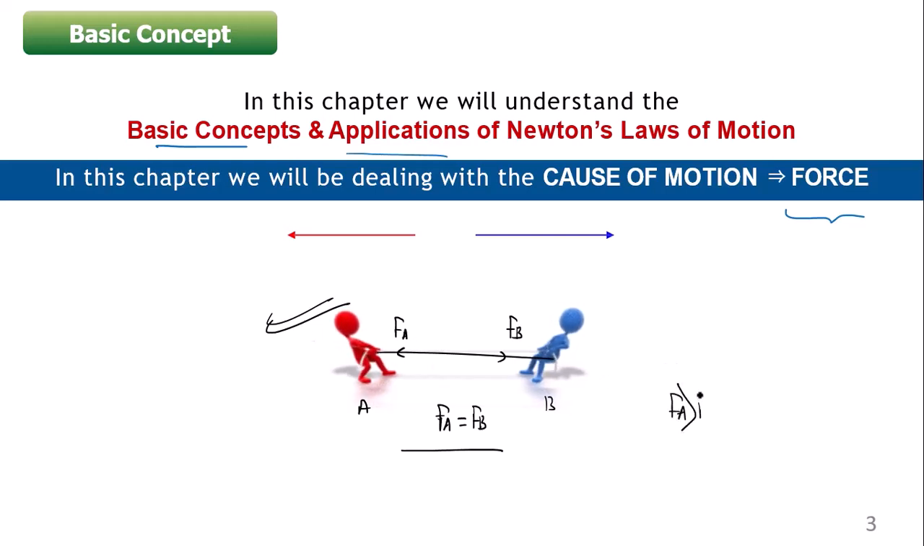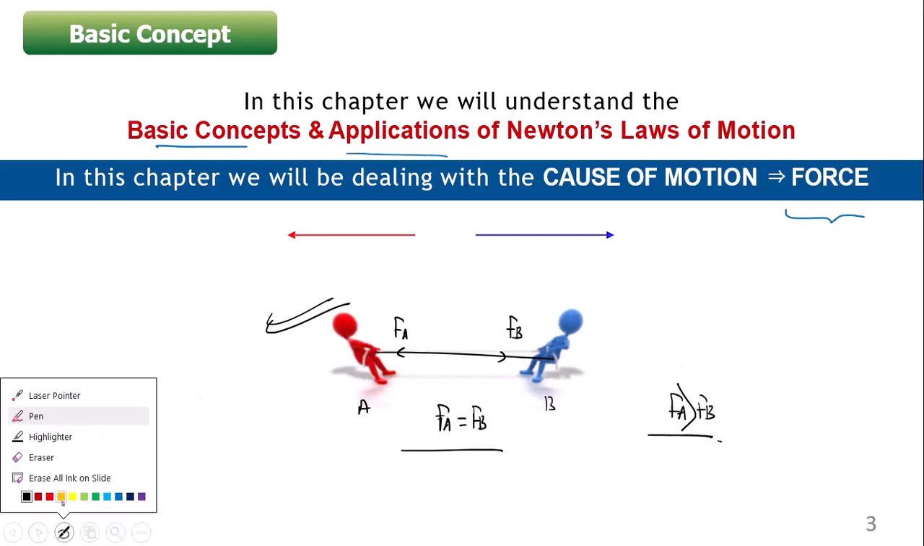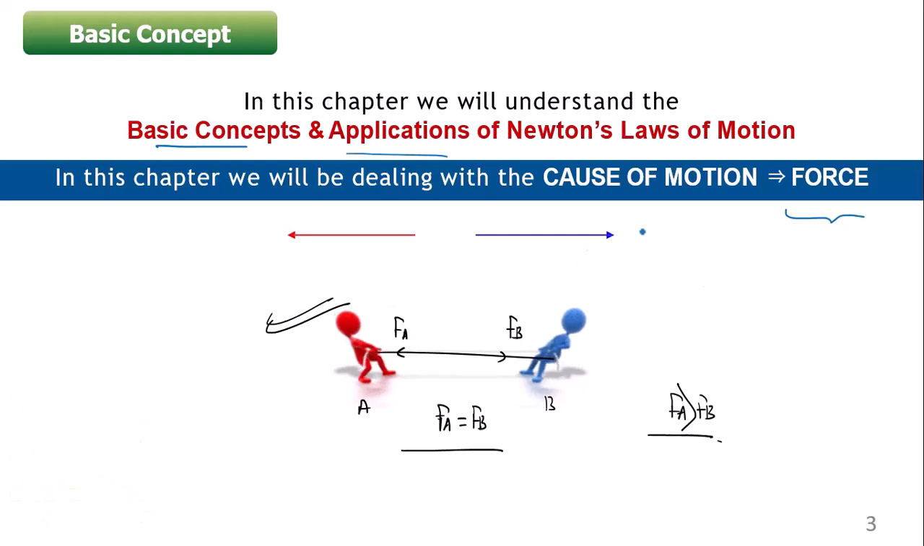If FA is greater than FB, that means the force applied by A is more than the force applied by B. So A will win the match. Otherwise, B will win. Whenever I have to decide whether there is a displacement or movement of the body or not: if A and B are equal, there is no displacement. Whenever one force is more than the other, there is a displacement, and only in that situation will the particle displace. Whenever there is any movement, there must be some force being applied.